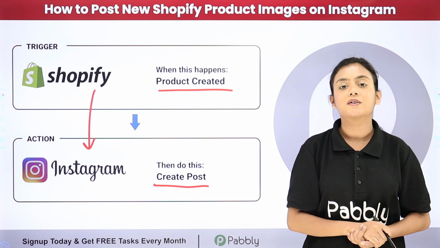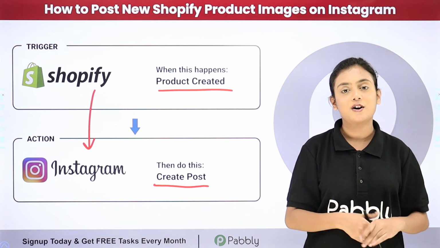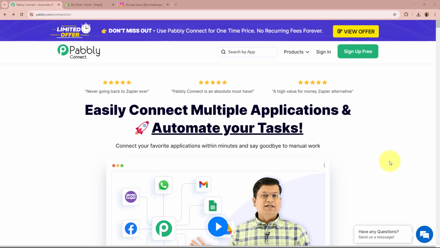If you want to learn about this amazing automation, then let me take you all to my screen. Welcome to my screen. In this video, we're going to learn how to post new Shopify product images on Instagram. As an owner of a skincare brand, I face the challenge of keeping my audience engaged with my new products. Manually posting product images to Instagram takes a lot of time and I need to focus on other aspects of my business. That's why I use Pabbly Connect to automate the entire process.